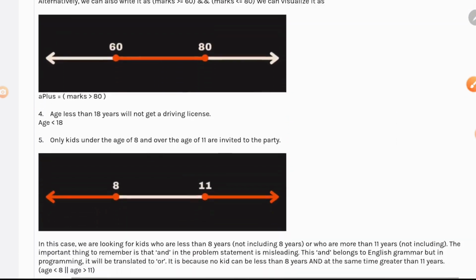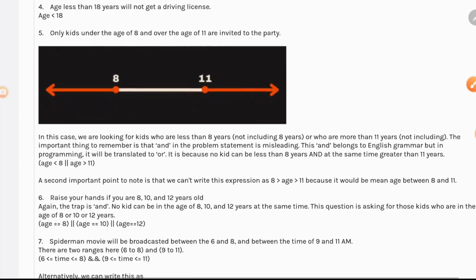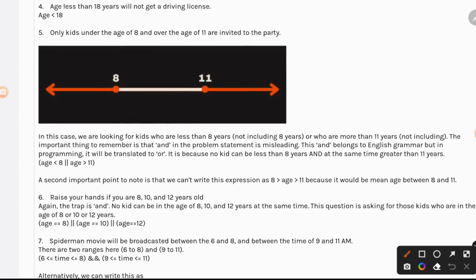Okay, let's take some more examples. This one says age less than 18 will not get a driving license. So in other words, if your age is less than 18 you will not get it. So you say age is less than 18. But again, it is a negative expression.